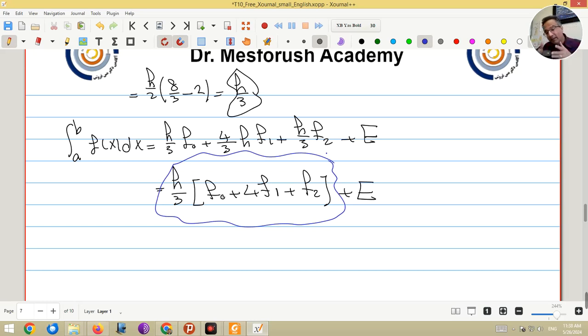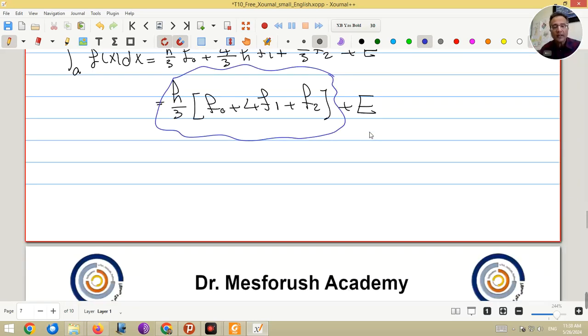You can see that this kind of derivation for the Simpson formula is much easier than the other two forms. Okay, now it remains to compute E, the error estimate. For E, we have to use the Newton-Cotes formula error term. Let me use the error term for Newton-Cotes formula.